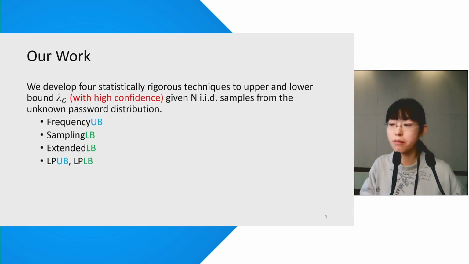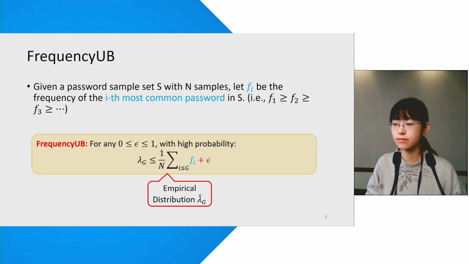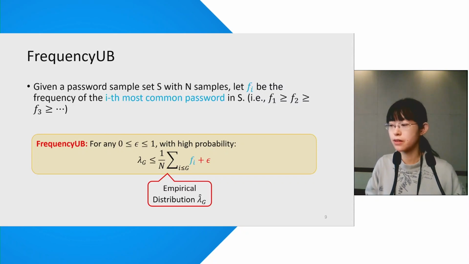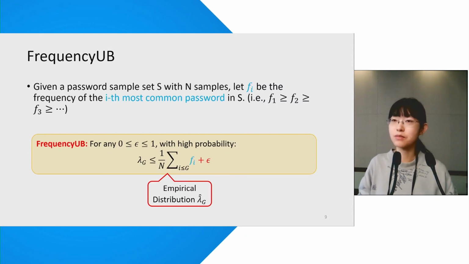To avoid these problems and obtain a theoretical guarantee for the guessing curve lambda g, in this paper, we developed 4 statistically rigorous techniques to upper and lower bound the guessing curve, which are proved to be true with very high confidence. The first technique we propose is called frequency upper bound. Using concentration bounds, we can prove that the guessing curve lambda g is upper bounded by the empirical distribution lambda hat g plus a small term epsilon.